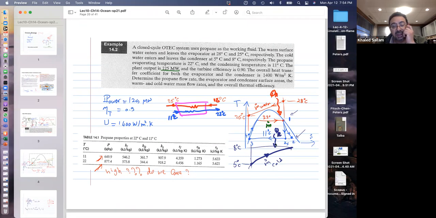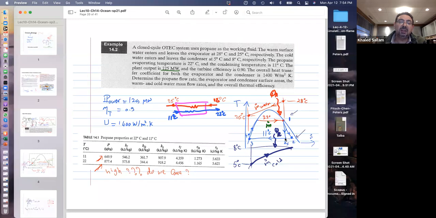So what I'm saying is that S2S, which is the same as S1, 5.6, is equal to 4.3, that's SF at 11, plus X2S times this guy, SFG. And that allows you to calculate the quality over here, X2S.